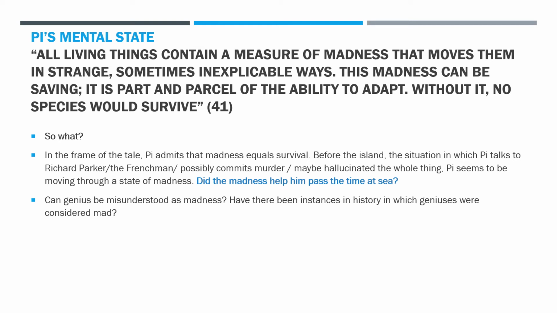Well, so what? In the frame tale, Pi admits that madness is survival, right? He tells this to the fictional author. Before the island, there's some weird stuff going on, right? Pi is talking to Richard Parker, the blind Frenchman. He possibly commits murder, or was that Richard Parker? I don't know. Maybe he hallucinated the whole thing because he's got that dream rag that he uses to asphyxiate himself. So he does seem to be, in any of those cases, moving through a state of madness.